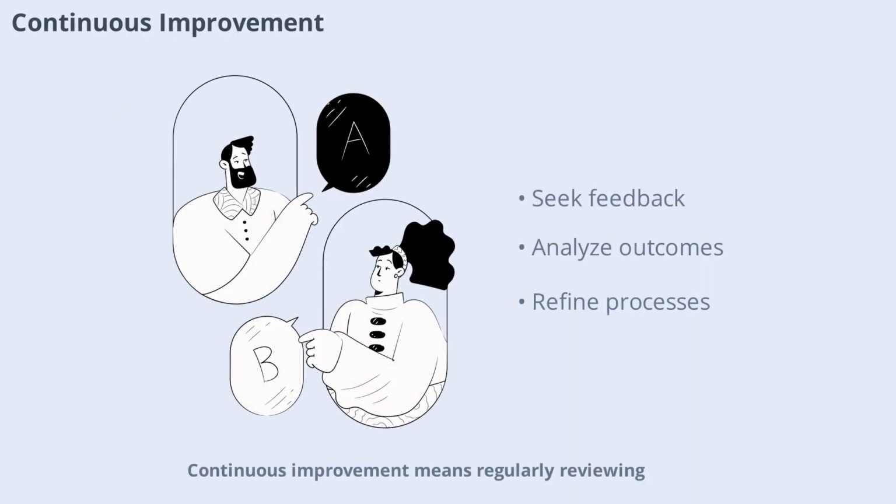Continuous improvement means regularly reviewing and refining your scoping techniques. By seeking feedback and analyzing outcomes, you can enhance your processes and deliver better results in future projects. Let's discuss how to foster a culture of continuous improvement in project scoping.